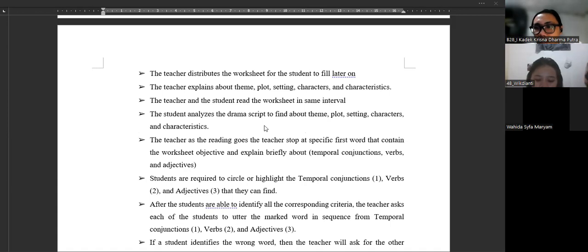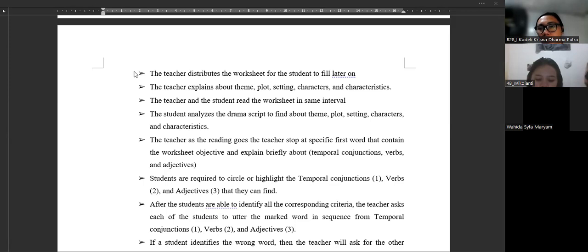Next one, we have the teacher distribute the worksheet for the student to fill later on. So the worksheet that has been mentioned by Sifa later will be distributed in this space. So all students will have this particular worksheet. And after that, the student briefly explained about theme, plot, setting, character, and characteristic of a particular drama. So in this particular case, the teacher will explain first about the theme, plot, setting, character, and the student may later on analyze about the drama itself.